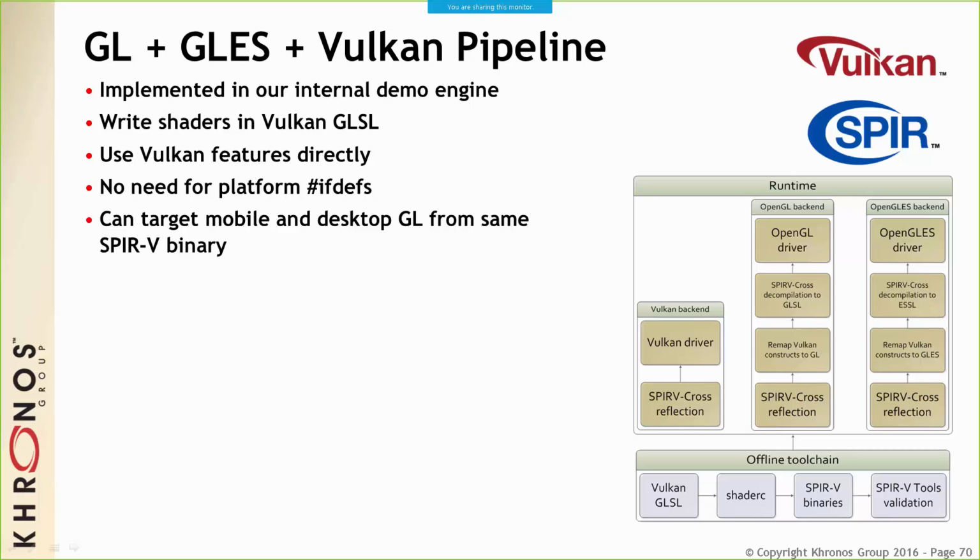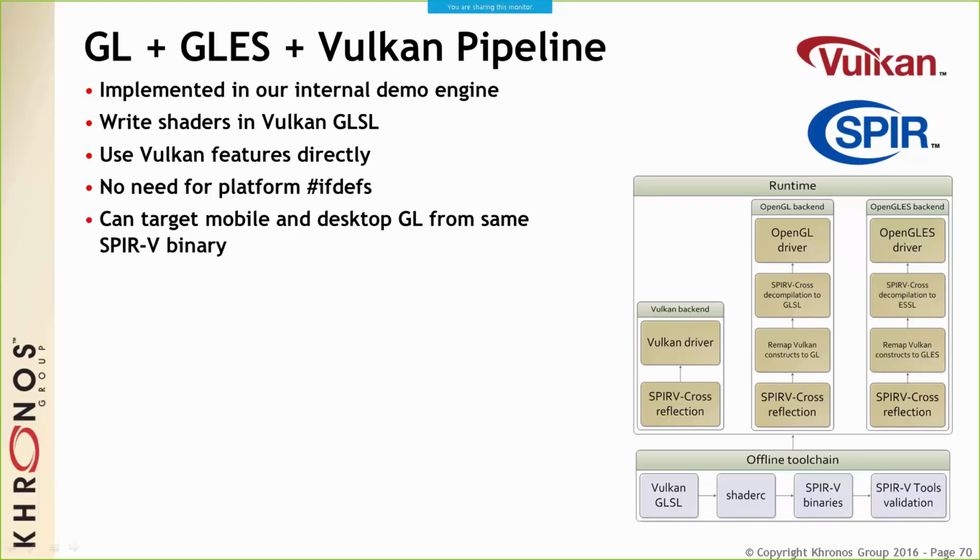So the offline tool chain, we start with Vulkan GLSL. We use shaderc or glslang, it doesn't really matter. We get down to SPIR-V, and we can then optionally validate all our SPIR-V shaders. That's offline, that's done at build time. In runtime, if we have a Vulkan backend, reflect, straight to driver, done. That's the easy part. In, let's say, GLES, it gets a bit more complicated. We still need reflection. Then we need to look at the Vulkan-specific features and remap them to GL. Then we can decompile it to ESSL and give that to the driver.